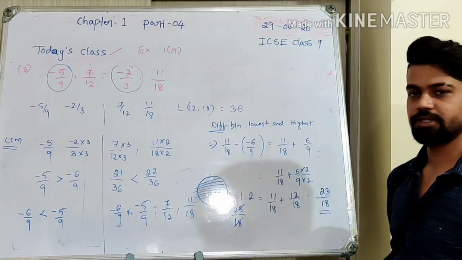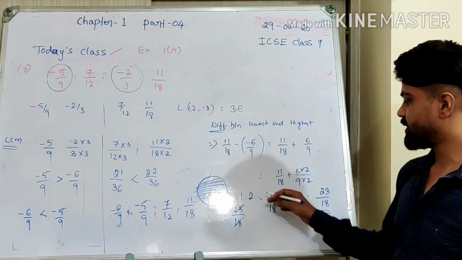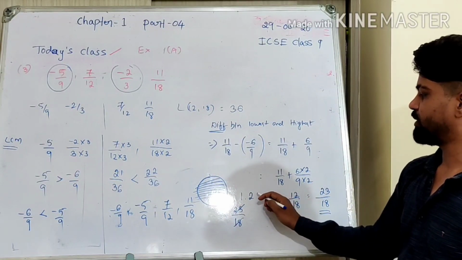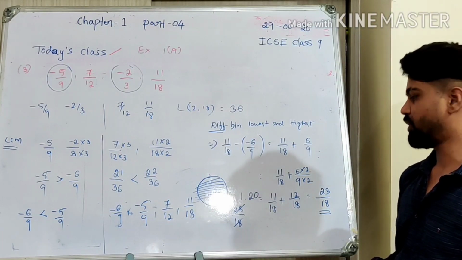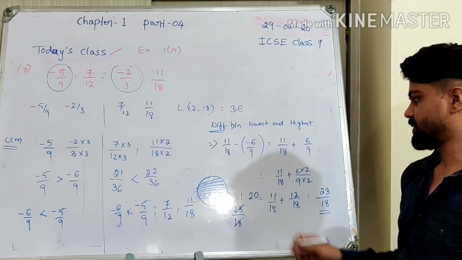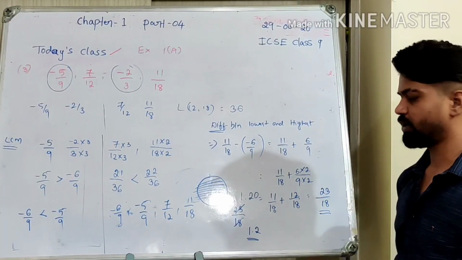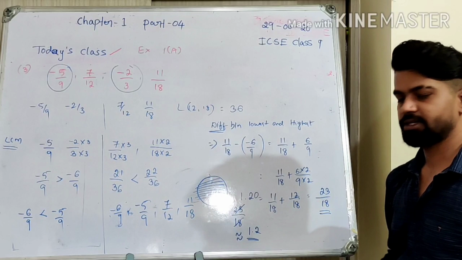18 twos are 36. Okay. So 18 twos are 36. We end up with again 14. So I need to put one more 0, so it becomes 140. Okay, so that's how it is. The approximate value to one decimal point is 1.2. So that is the nearest answer.